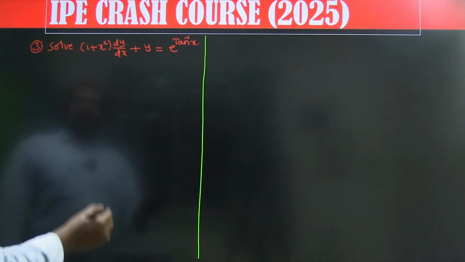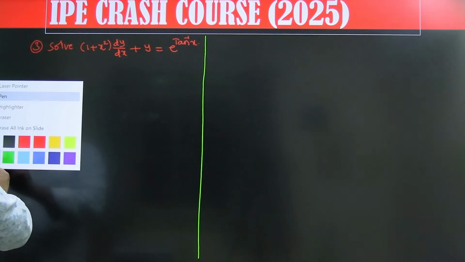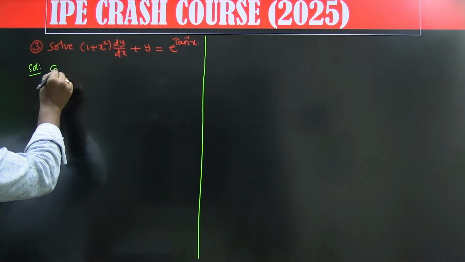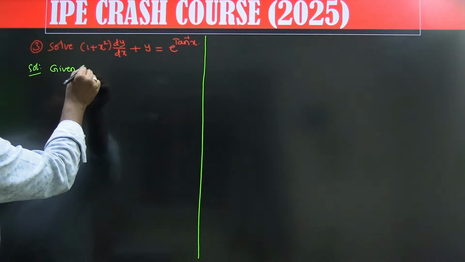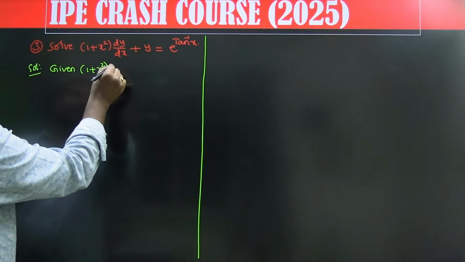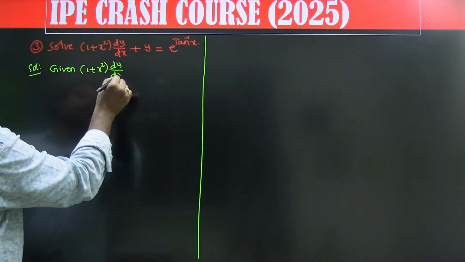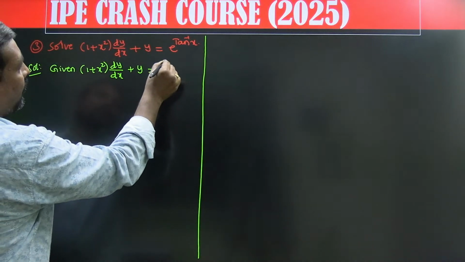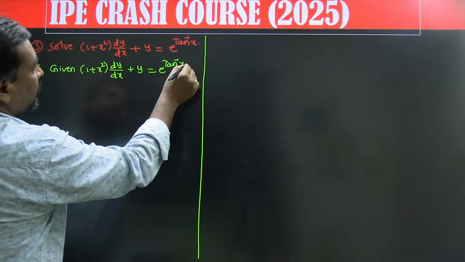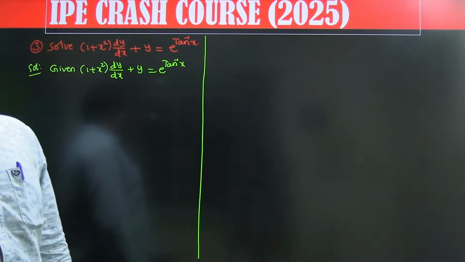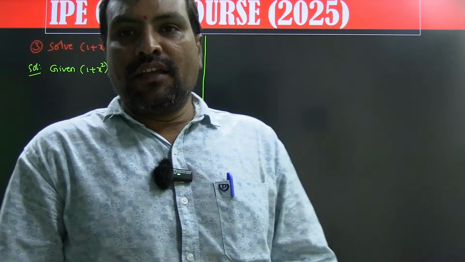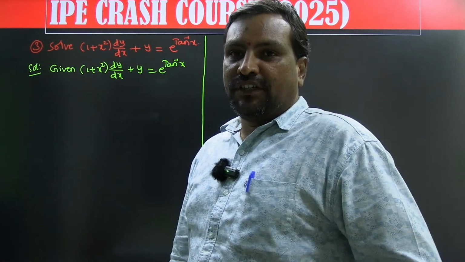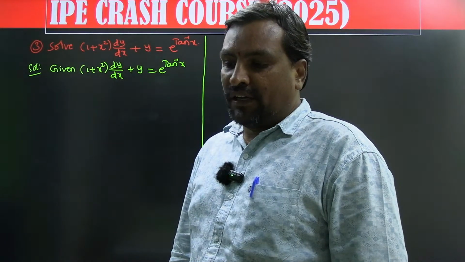So here it is. Solution. Given equation: (1 plus x square) into dy by dx plus y is equals to e power tan inverse x. Compulsory, here it is compulsory, we have to convert that coefficient of dy by dx to 1.